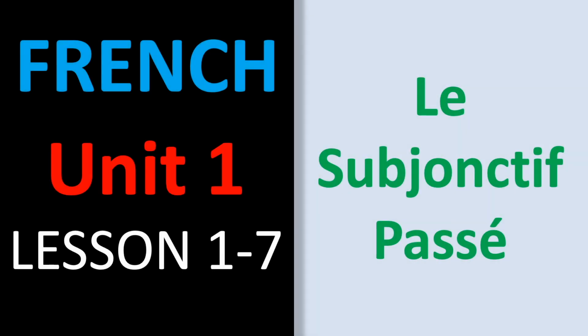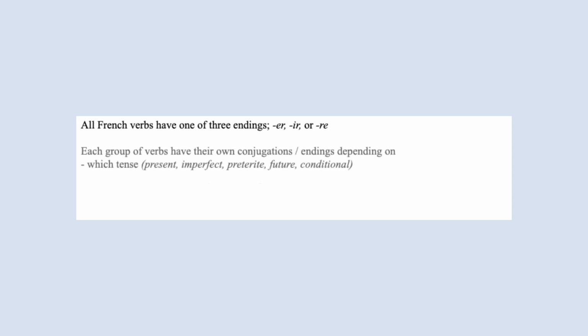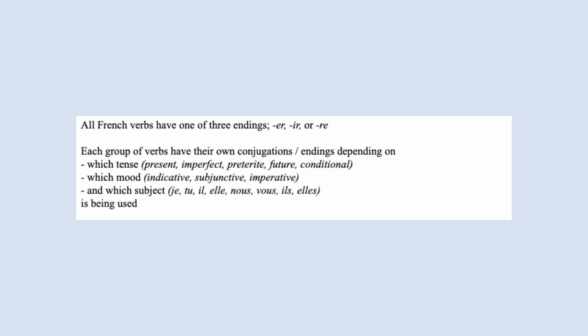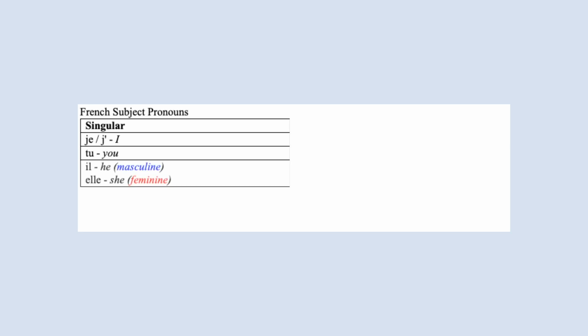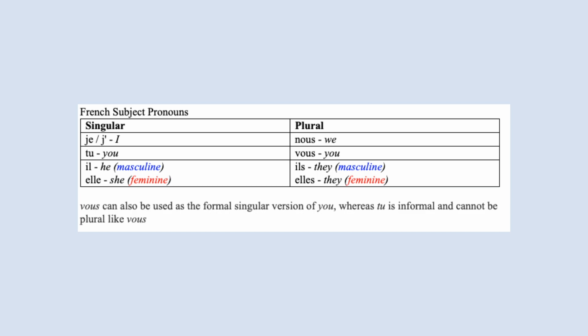This lesson covers regular French verb conjugations under the imperfect subjunctive. All French verbs belong to one of three verb groups, ER, IR, or RE verbs, and each group of verbs have their own conjugations, or verb endings, depending on the tense, mood, and subject being used. The French subject pronouns are je, tu, il, elle, nous, vous, ils, elles, and vous can also be used as the formal singular version of you, whereas tu is informal and cannot be plural like vous.